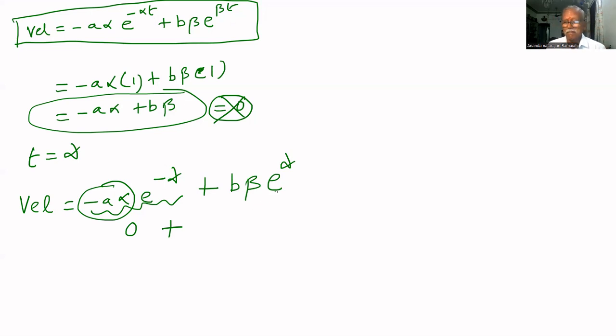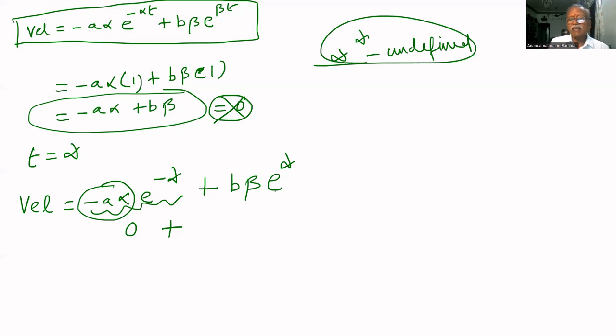Infinity to the power infinity is undefined. That you should not tell anything else. Any number, e is one number, to the power infinity means infinity. Therefore, infinity. So velocity equals infinity when t equals infinity.